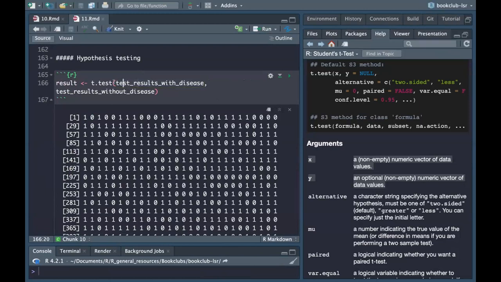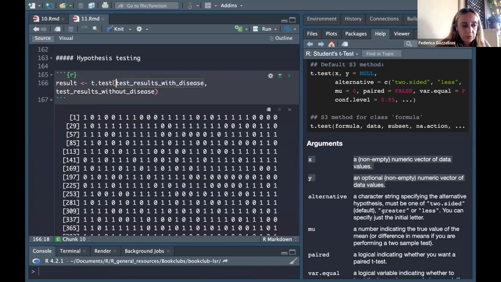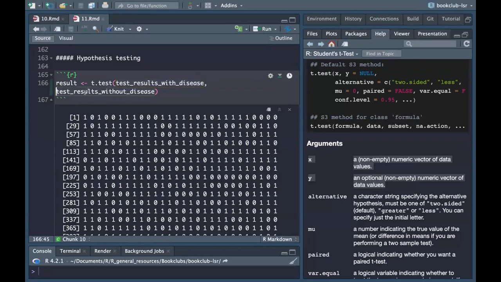So this is the test result with disease. As I have COVID, I go to test because I'm feeling unwell. I go to check whether I have COVID or not, and I do a test. My test results say I have COVID, so I am positive, and the test can be right or wrong. So the test result says I am positive with COVID or I haven't got COVID. And this is the same without the disease.